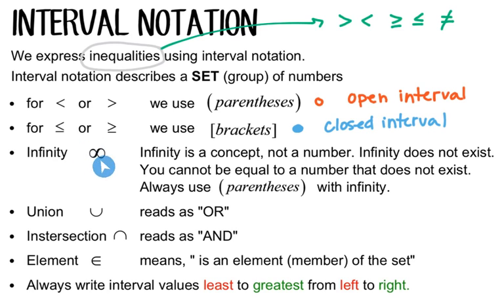So I've mentioned that word infinity. Well, infinity is a concept. It's not a number. Infinity does not exist because if you think of the very biggest number you can, you could always add one to it and poof, there would be a new bigger number. So since infinity doesn't exist, it's only a concept, you can't be equal to something that doesn't exist. You can't touch something that doesn't exist. And for that reason, we always use a parenthesis with infinity because a parenthesis means we don't have that equal to symbol. We're not touching.